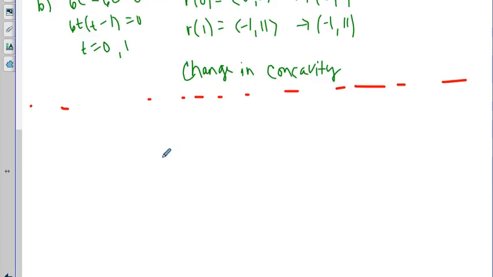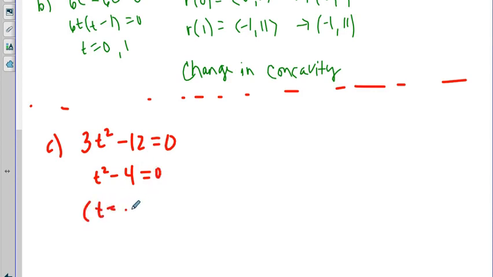Okay, so part C says, is there any time when the vertical component of the velocity is 0, and if so, where? Explain what is happening in the graph of r of t at this time. So my vertical component is 3t squared minus 12. So I want to figure out if that's equal to 0 anywhere. Looks like this is going to be t squared minus 4. So at t equals -2 and +2 would be the two places.